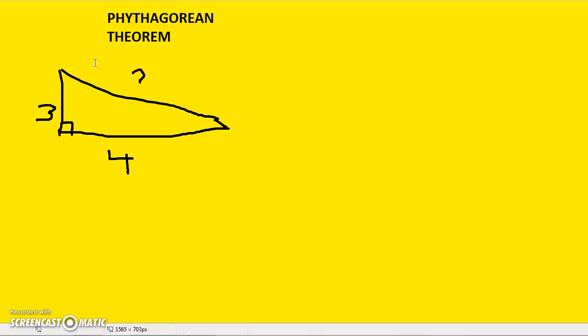So today we're going to talk about the Pythagorean Theorem. Say that a couple times, it's kind of difficult. This is used to solve sides of right triangles.